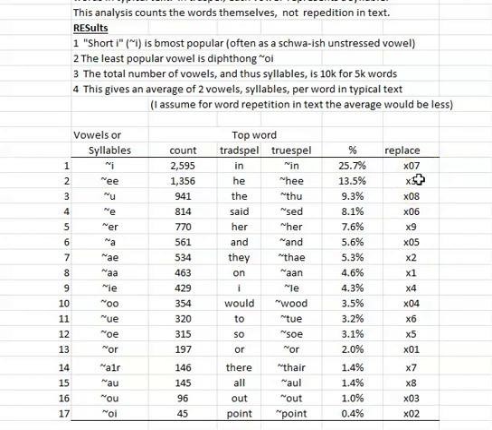The way I did this analysis was to use the find and replace feature. So I replaced all of the short I's with X07, and I can sort on the X07. I can filter on these terms here to figure it out. And so you see, the results show that the short I is most popular.